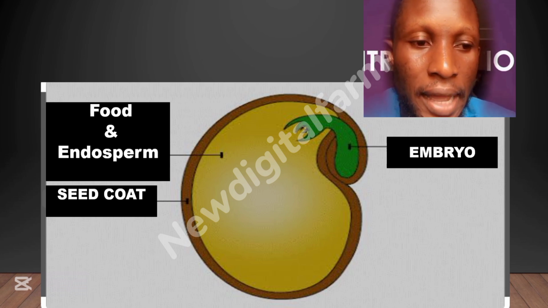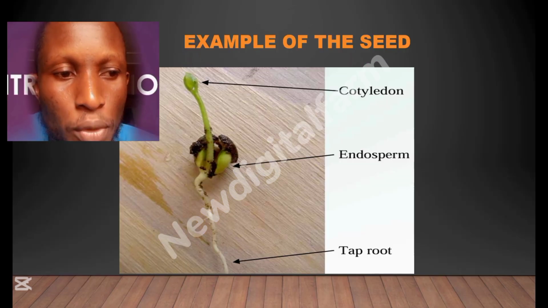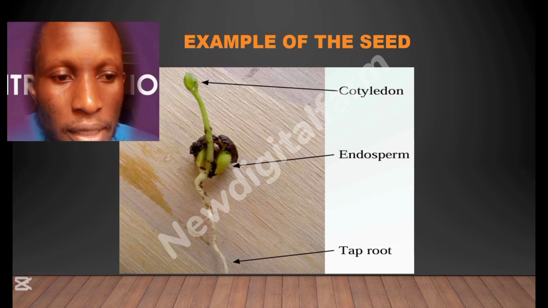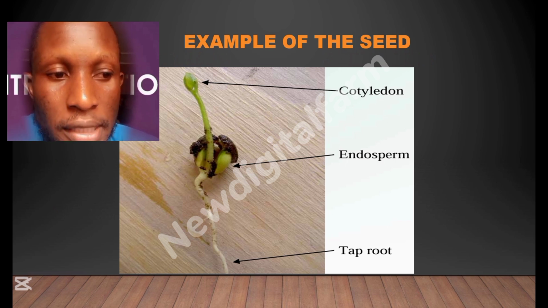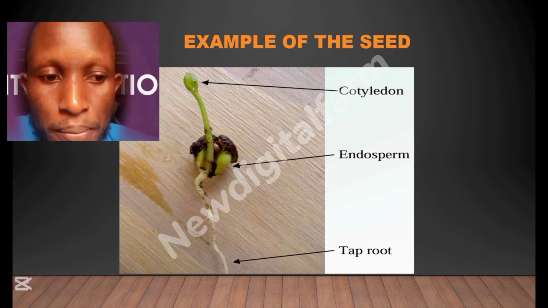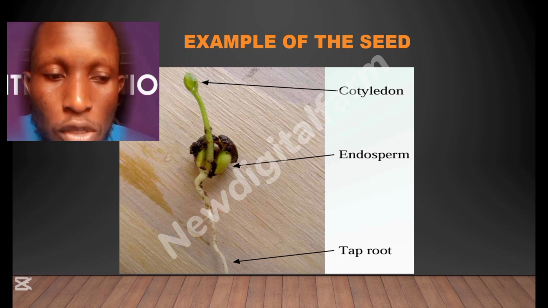So you can see now when a good seed is germinating. This is an example of a good seed germinating. So this is another example of a seed. You can see a germinated seed. This is another example of a germinated seed. You can see the cotyledon. That is the part that is to sprout, that is to germinate up for you to see.